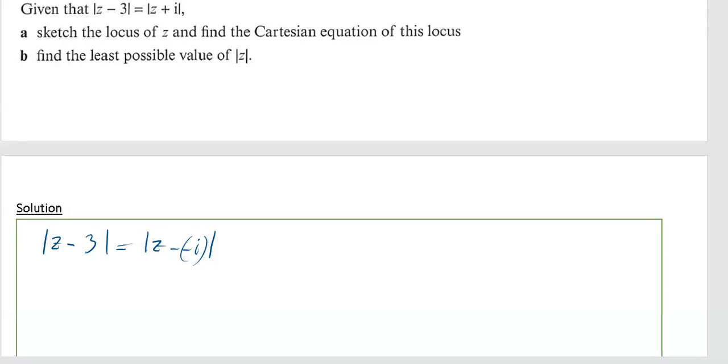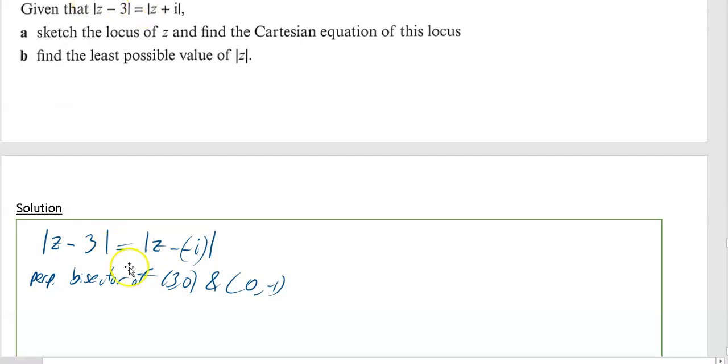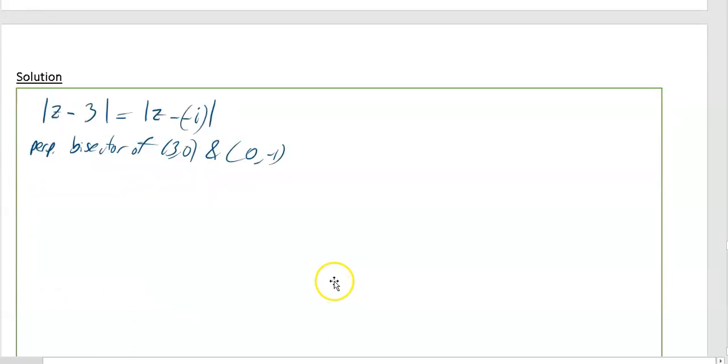Okay, so to do this, we'll just label those 2 points. So sorry, it's the perpendicular bisector of 3, 0 and 0, minus 1. So the first thing we're going to do is find the gradient between 3, 0 and 0, minus 1. So we'll do that first of all.